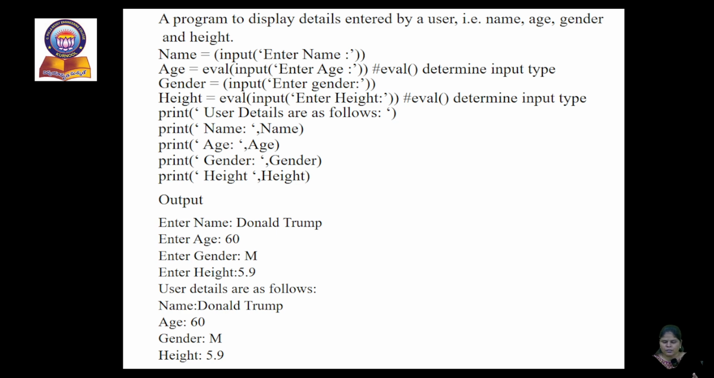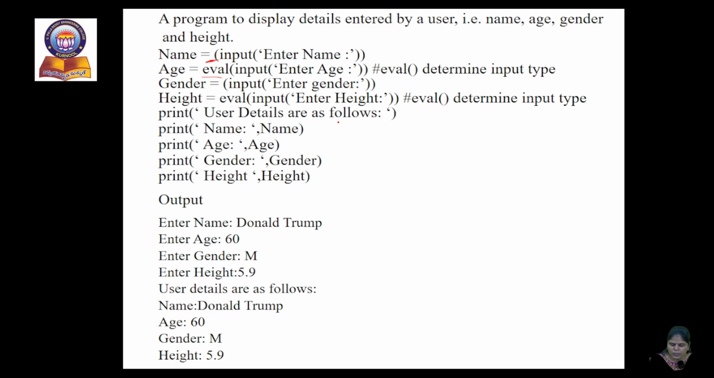So the program that is used to read the details of a name, age, gender, and height of a user and print the same values. Name will always be a string, so no need of using any eval or int or float here, right? Age will always be considered an integer, so eval. I will be giving the eval, so I may give the input as int, right? Gender is a string, height maybe in terms of decimal values, that means a float, or maybe I can give it in terms of an integer value.